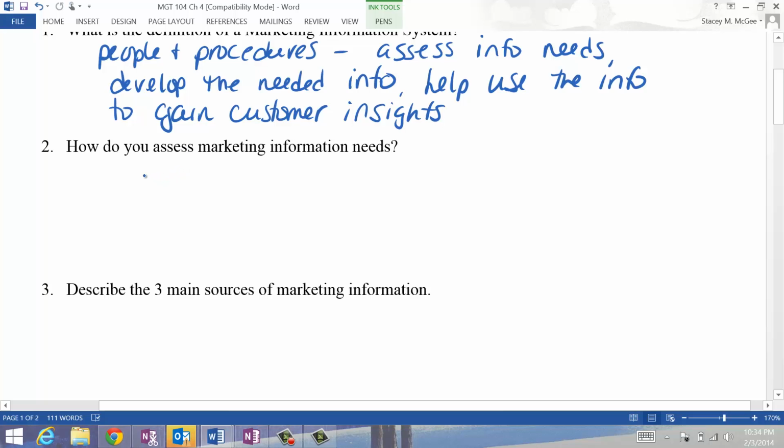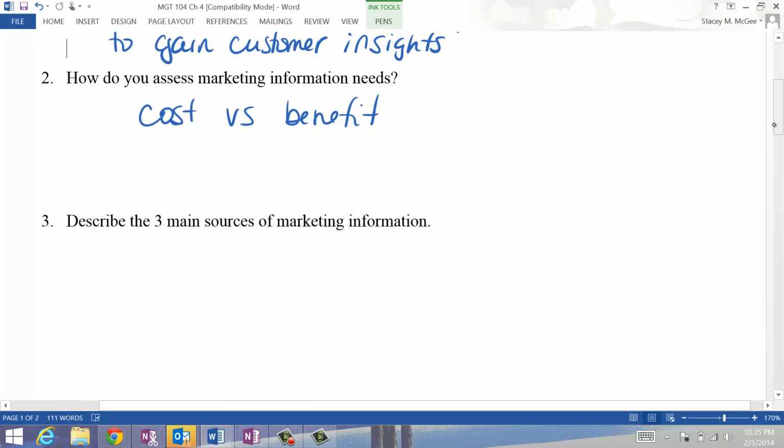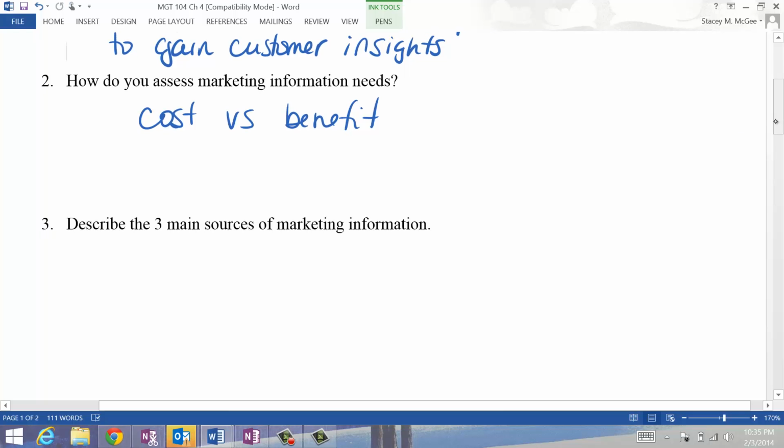And the key here really is that it's all about cost versus benefit. There is a ton of information out there. There's a ton of information you can get. The more detailed the information, the more time it's going to cost you, the more money it's going to cost you. So sometimes getting more information isn't what you need. Sometimes getting more information can just muddy the waters anyway. So assessing how much information we need is all about how much it's going to cost us to get that information versus how much we are going to benefit from that.